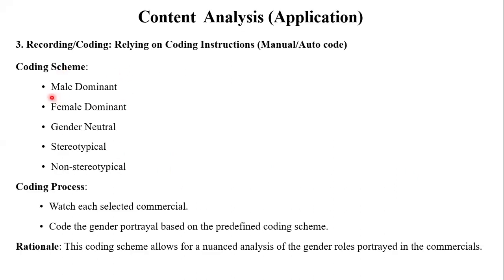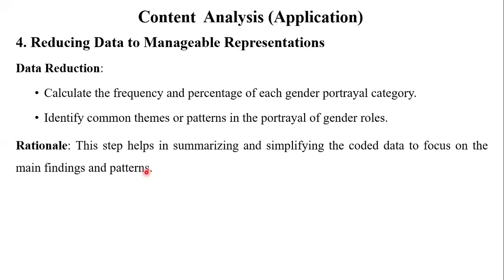It might be possible that we would get more views on male dominant, less views on female. We may be getting no views for non-stereotypical or stereotypical discussion on these schemes. So we would be eliminating these two. We would be considering these three, or these two, as a manageable format of our content analysis. So in this step, we basically reduce unnecessary codes from our analysis procedure to make our analysis more meaningful.